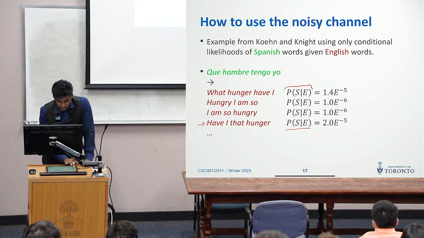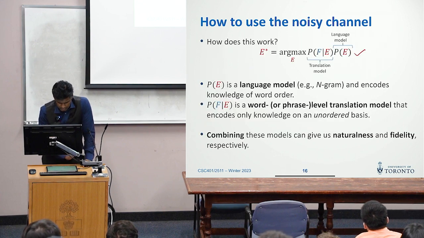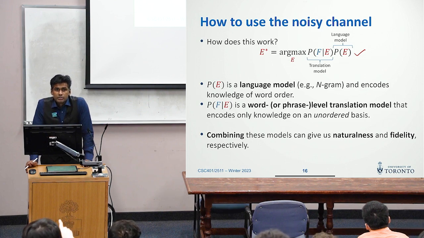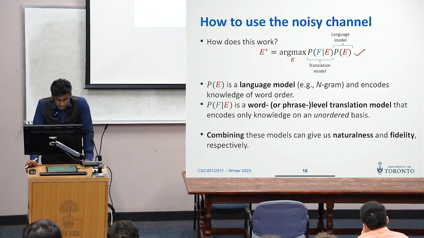Okay. So like in the language model, the E can be a sentence or a document. So we can model the probability of a sentence or document by n-gram. Sure. But for the conditional probability of F given E, the E and F are all words or phrases. Yeah, it could be words or phrases.